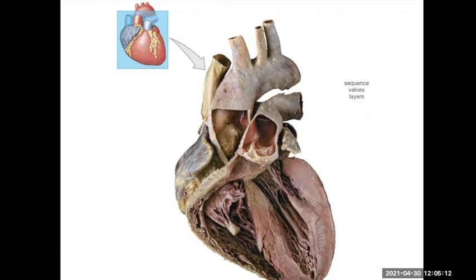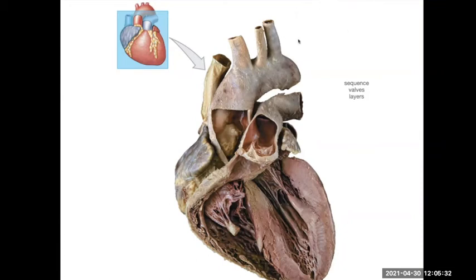Do this whole picture over and over again in your head until you get it straight. The right side of the heart is all deoxygenated. The left side is all oxygenated. The top, superior portion is your receiving chambers. The inferior portion is your pumping chambers. So there are two different ways to divide it.